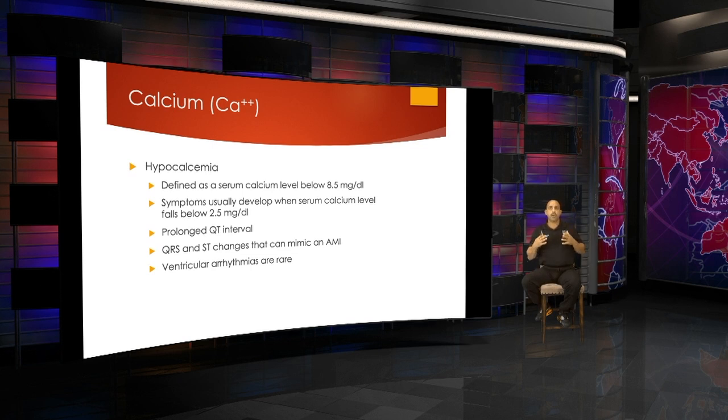The ECG hallmark of hypocalcemia remains a prolonged QT interval. So you're gonna see a prolonged QT interval.